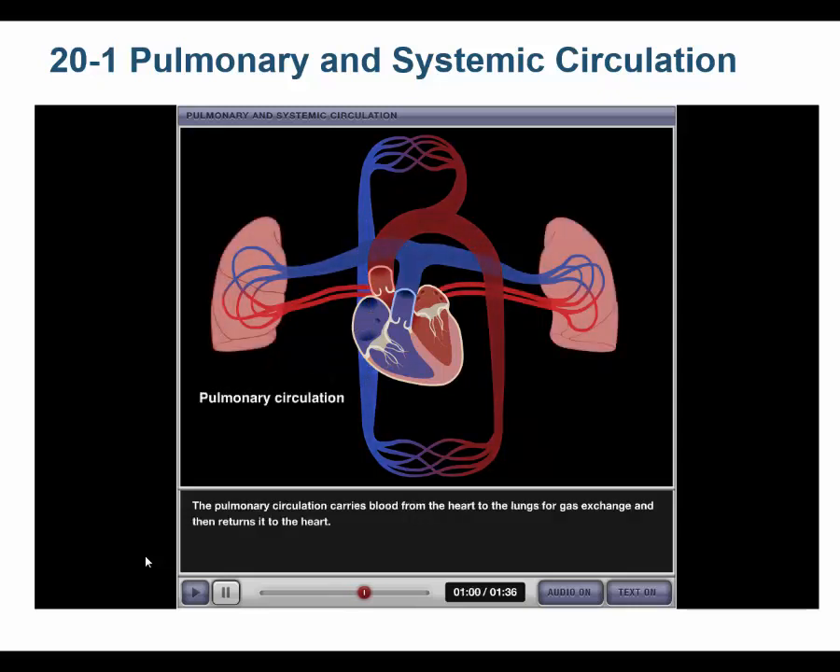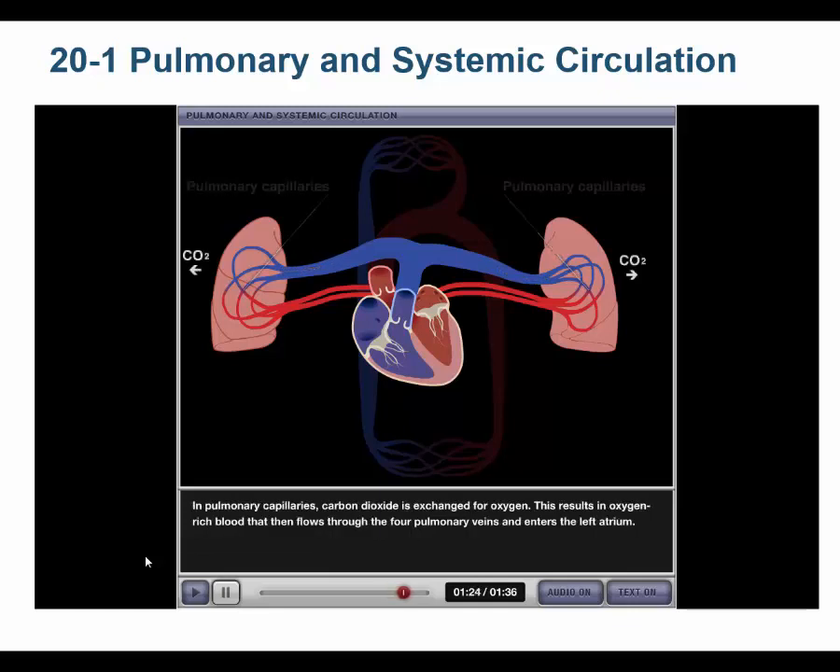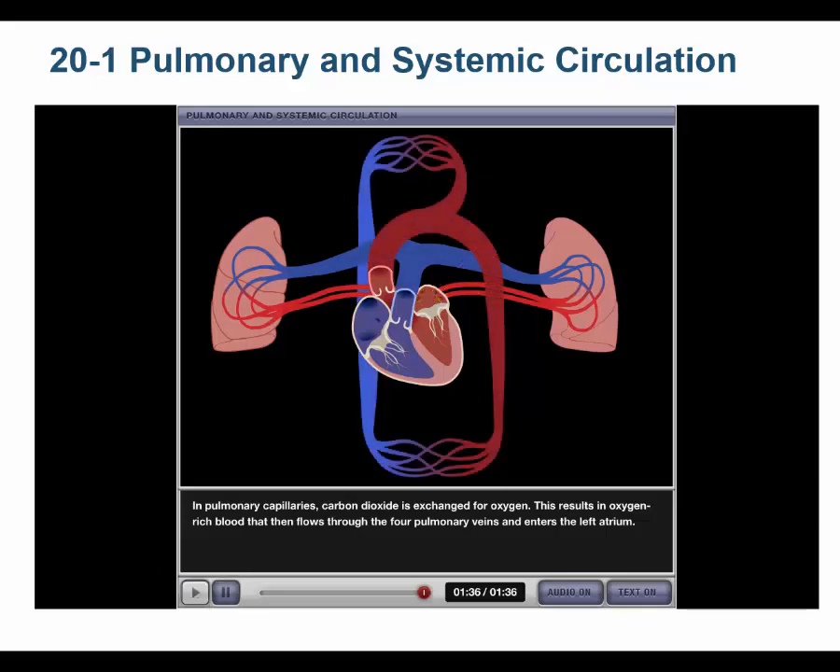The pulmonary circulation carries blood from the heart to the lungs for gas exchange and then returns it to the heart. Oxygen-poor blood is pumped from the right ventricle into the pulmonary trunk. The large pulmonary trunk divides into the right and left pulmonary arteries. These arteries transport blood to the right and left lungs. In pulmonary capillaries, carbon dioxide is exchanged for oxygen. This results in oxygen-rich blood that then flows through the 4 pulmonary veins and enters the left atrium. All right, there's your circulation, folks.